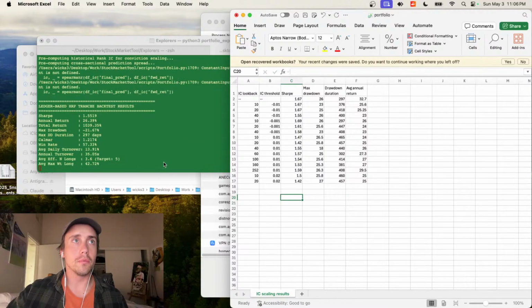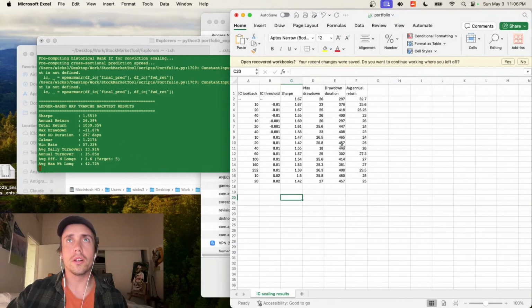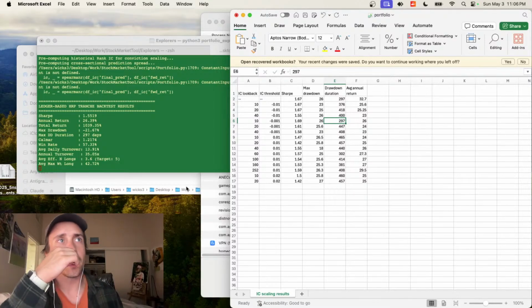That looks really good. So higher return. Whoa, drawdown duration under 300. We did get that here. Sharpe 1.55. Max drawdown only 22%.